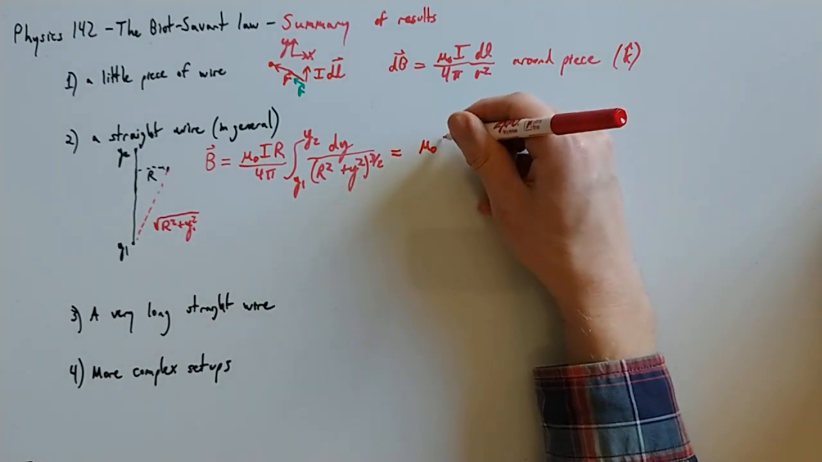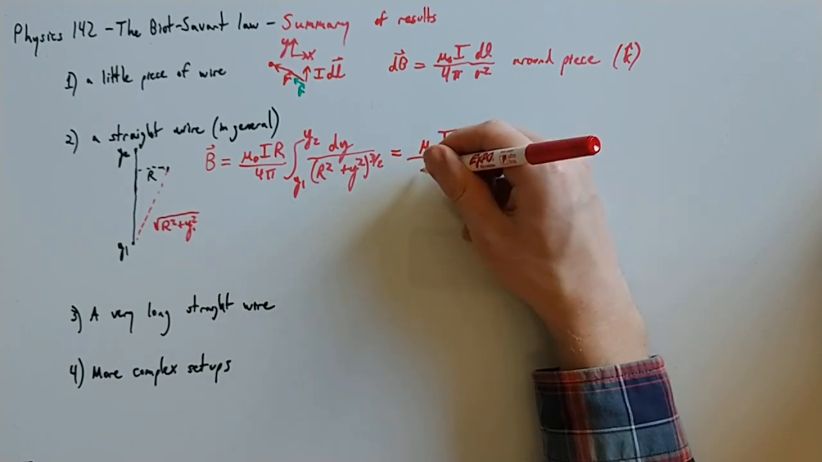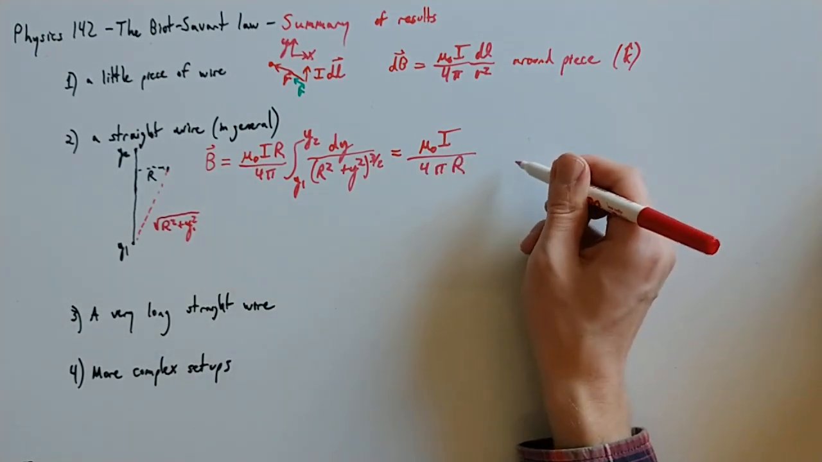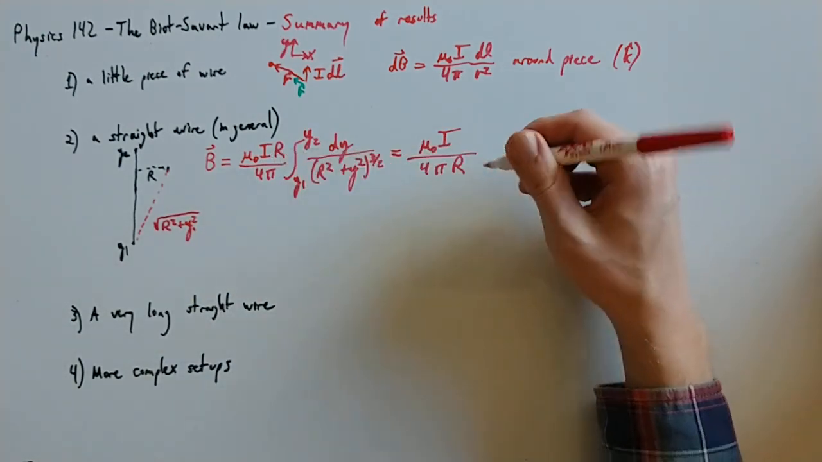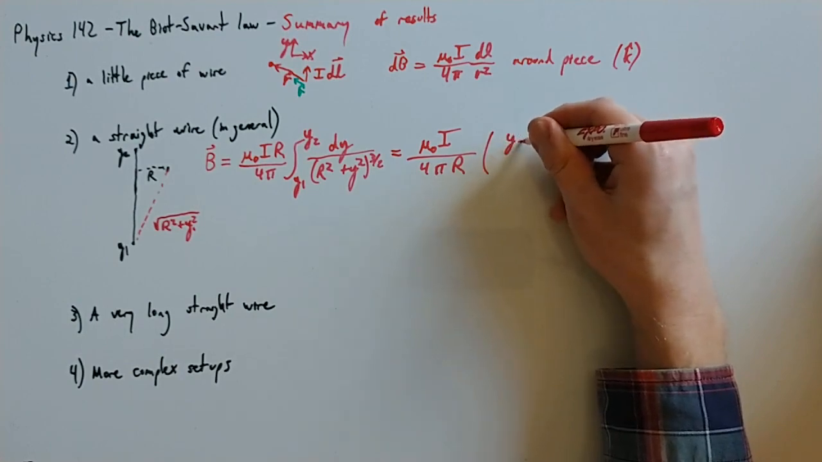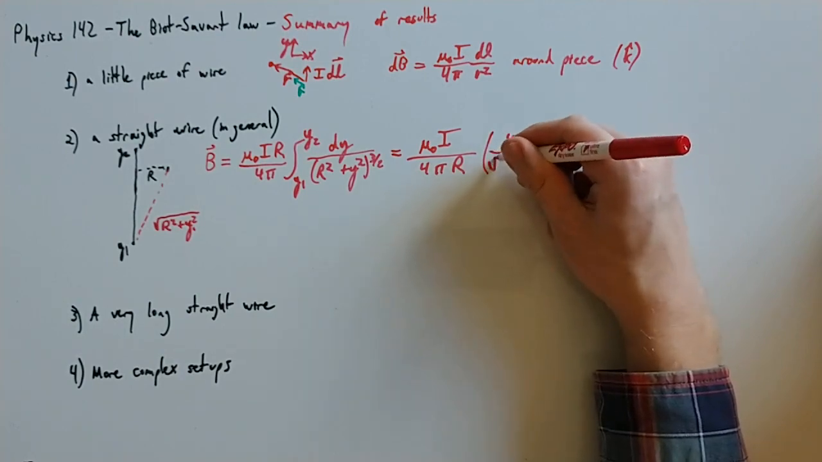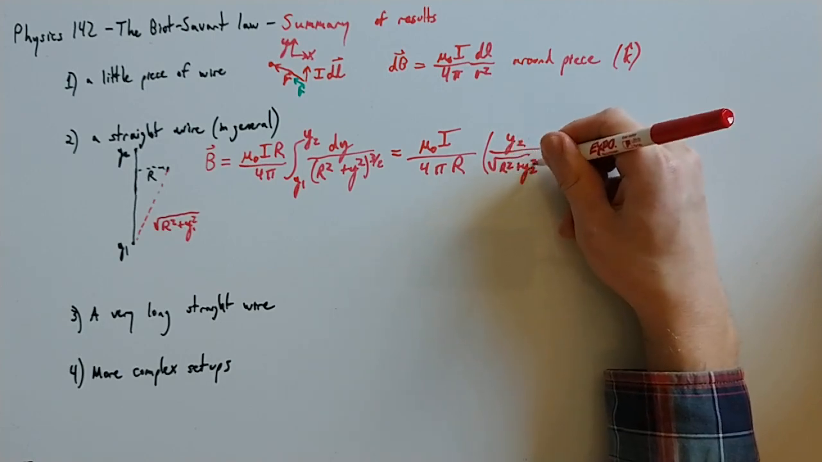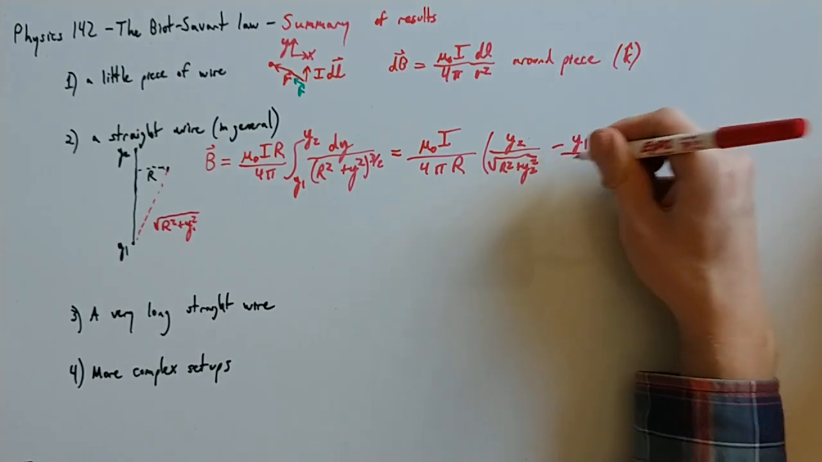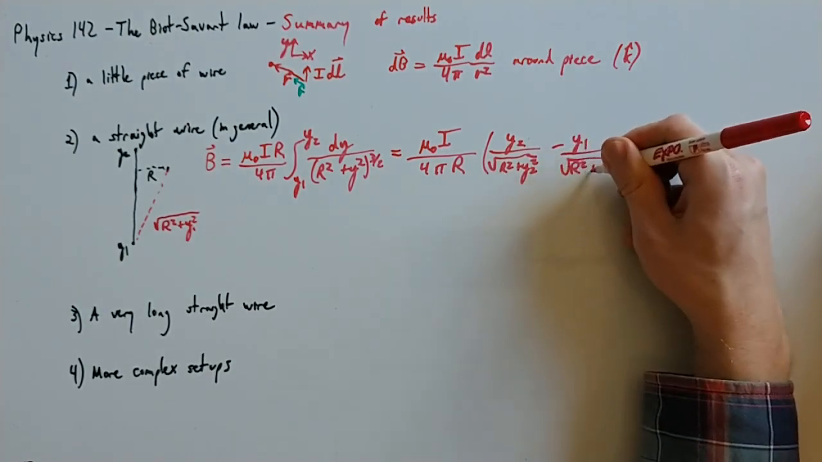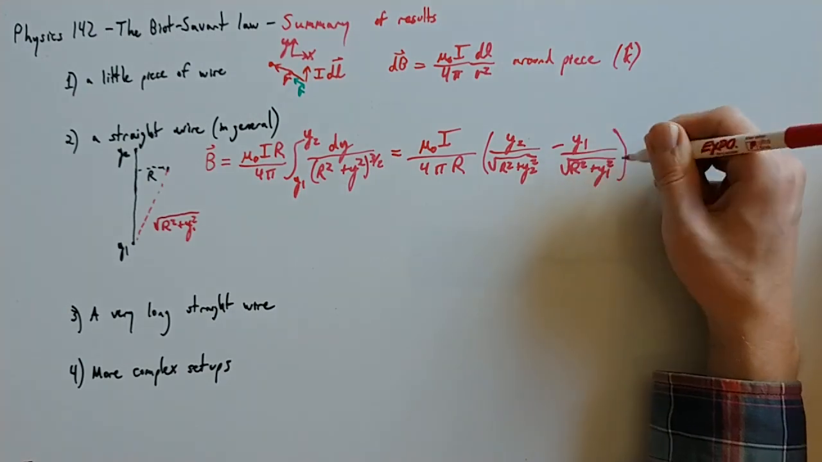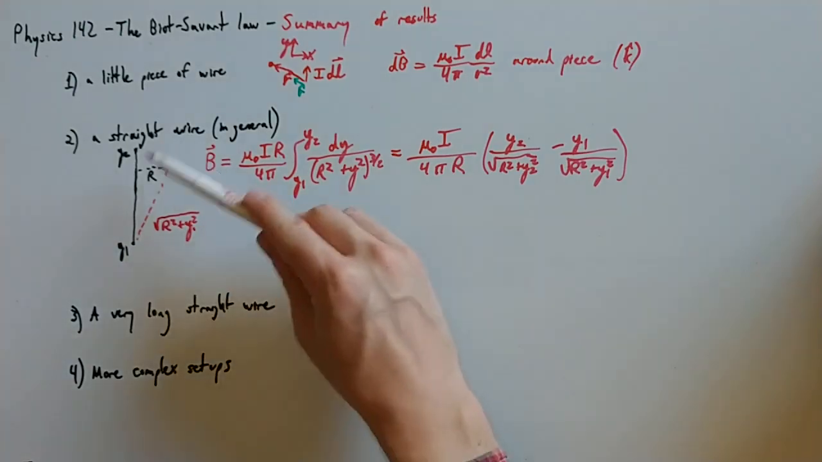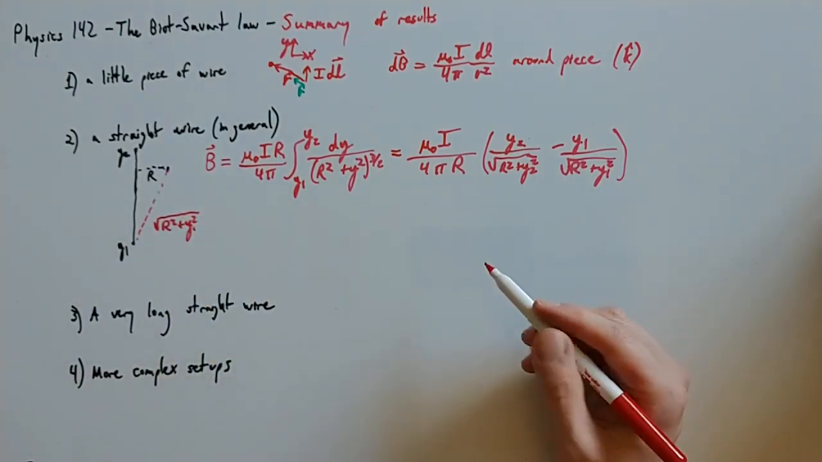So if you take this integral more generically, the result that you end up getting is mu naught times I divided by 4 pi, and you end up with an r on the bottom because an r squared comes out and cancels one of those r's. And then we end up with y2 over the square root of r squared plus y2 squared, minus y1 over the square root of r squared plus y1 squared. And so this is more generic for any two spots, y1 and y2. You can apply it more generally.